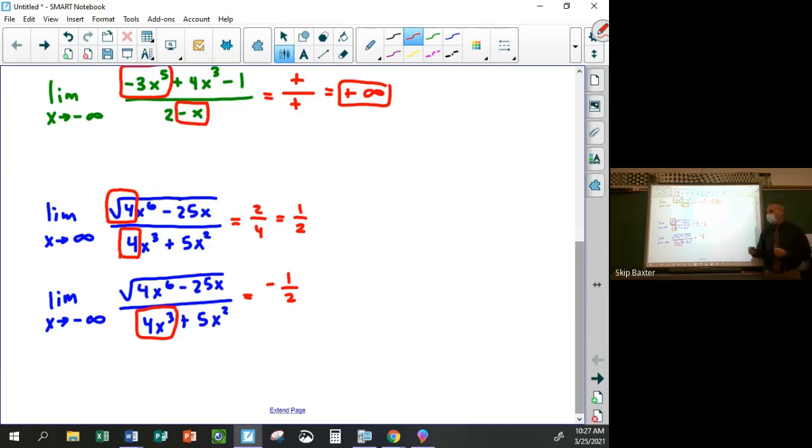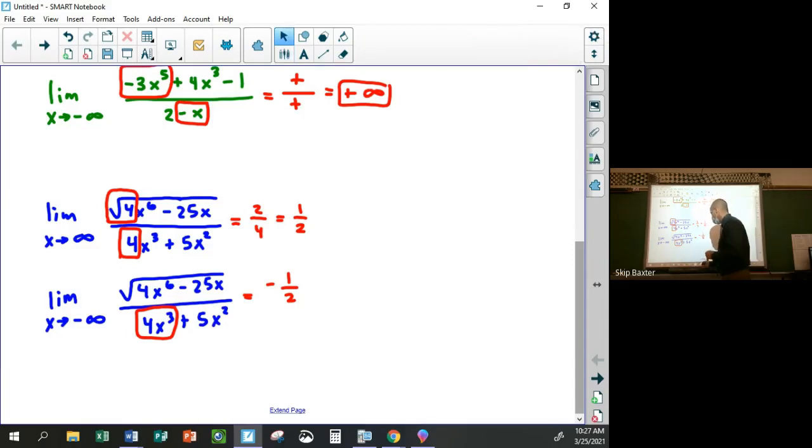Did anybody come across any of these on last night's homework? Okay. So you might come across these on last night's homework. I'm not quite sure. I think that's where I got this problem from, is the last night's homework. So just be aware that that situation might come across.